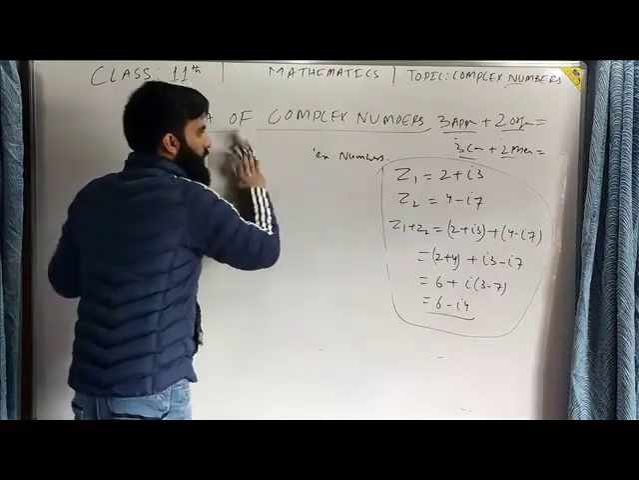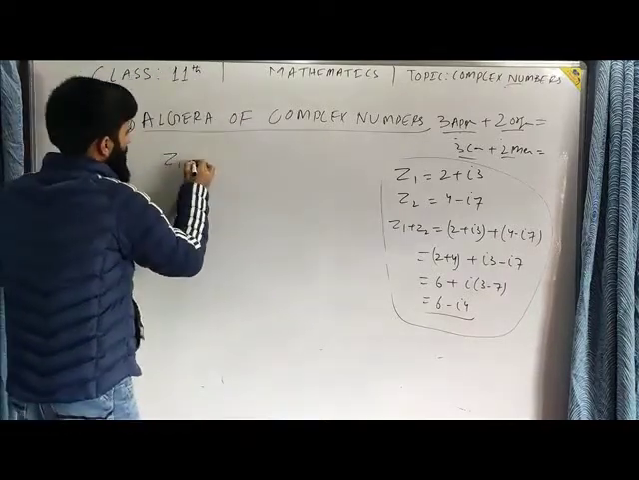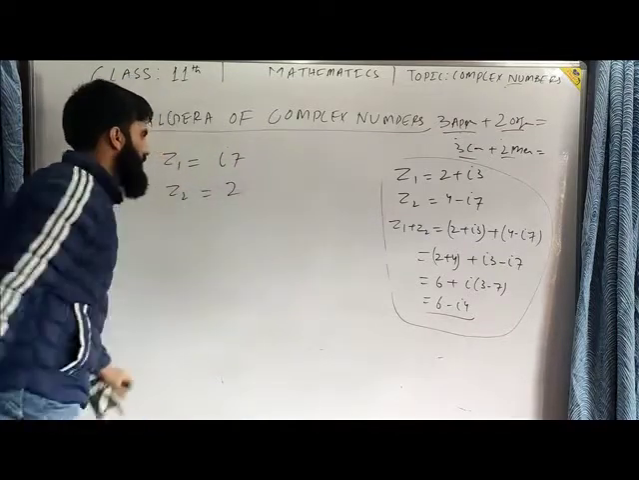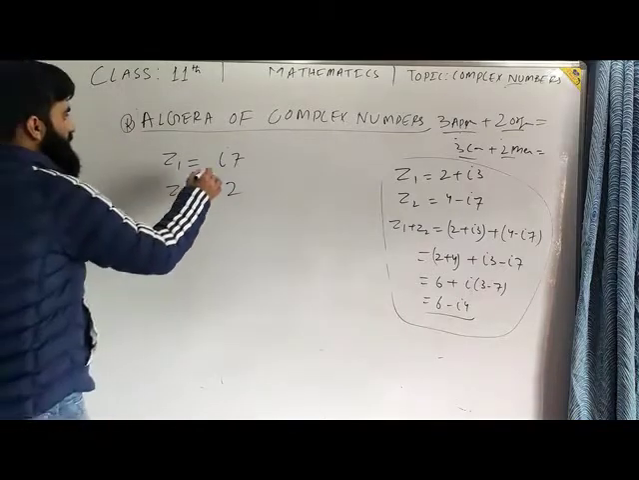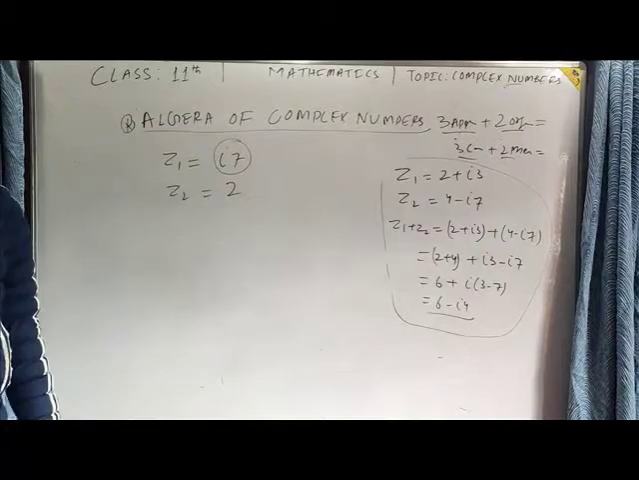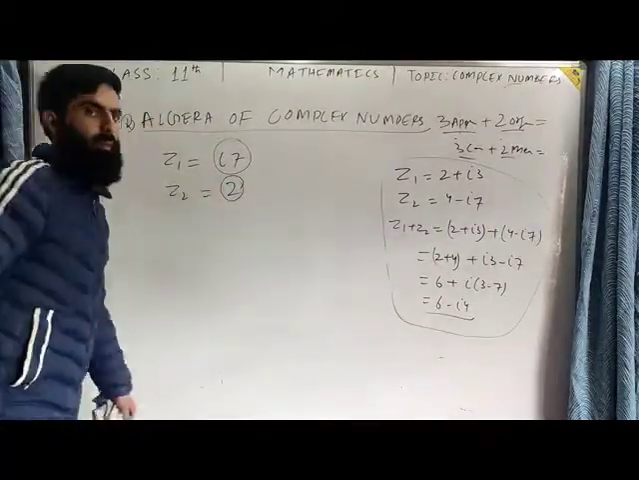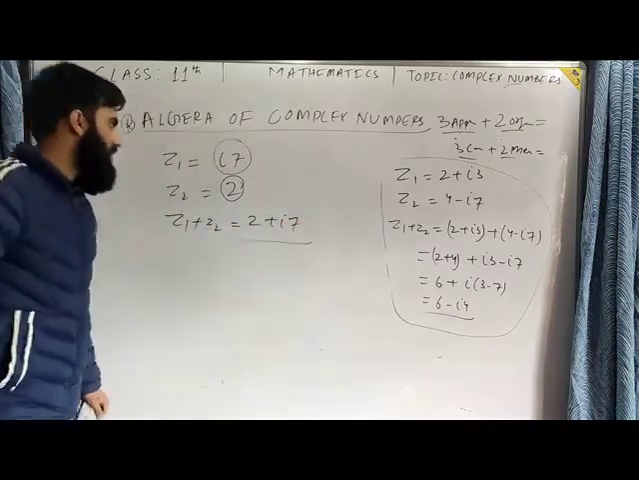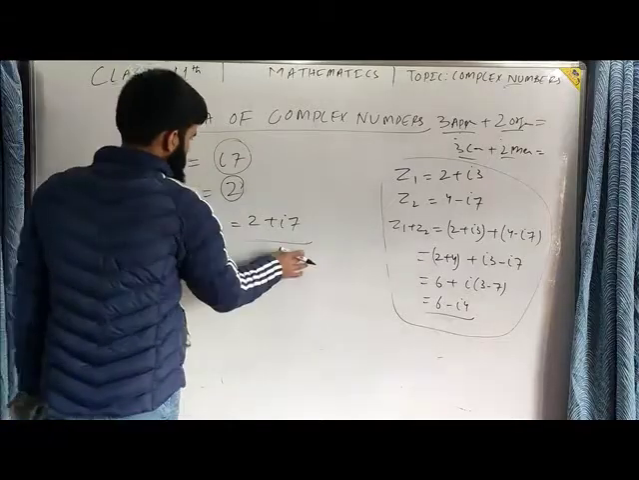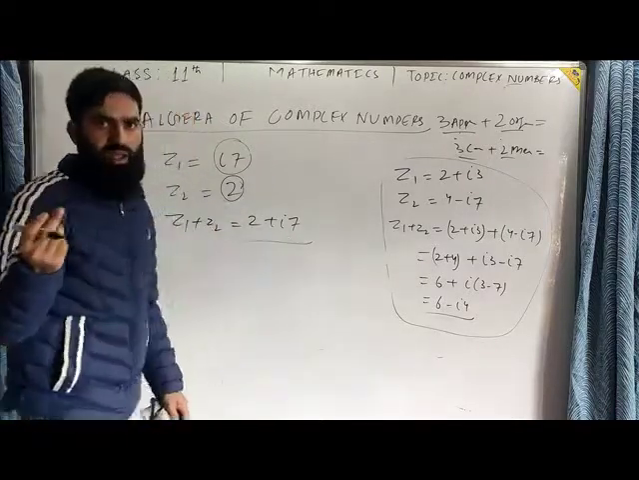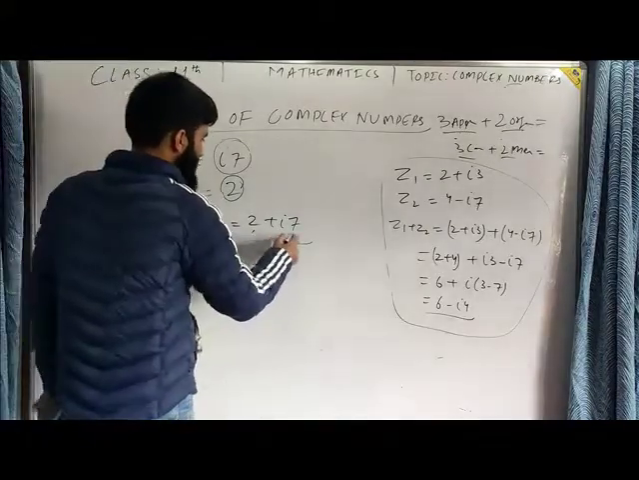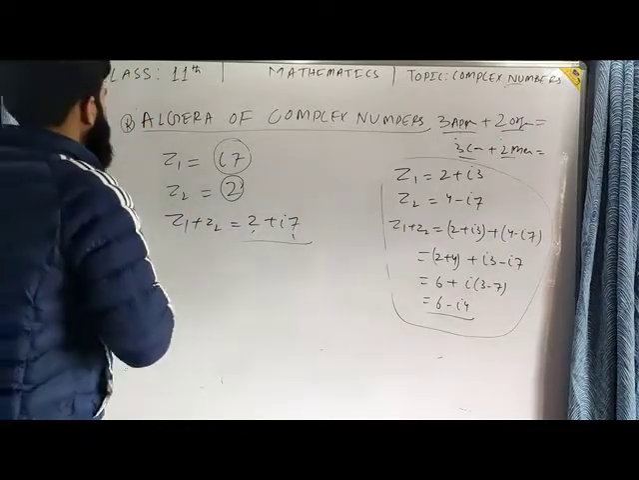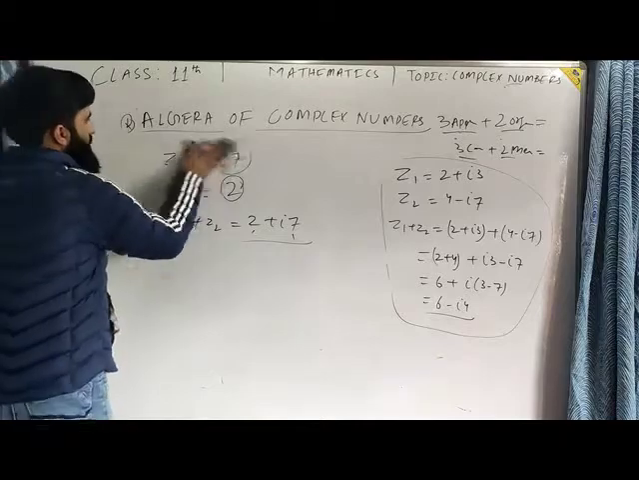Another example: Z1 is iota 7 and Z2 is 2. If you had to add them, what can you do? This is called a purely imaginary complex number, and this is called a purely real complex number. If you go for the summation of these, you will get 2 plus iota times 7, a new complex number. Iota 7 stays as it is, and 2 stays as it is. You can't merge them into one single term, because this is a real one and this is an imaginary one. So you will get a third one, 2 plus iota times 7. So this is how you can add complex numbers.